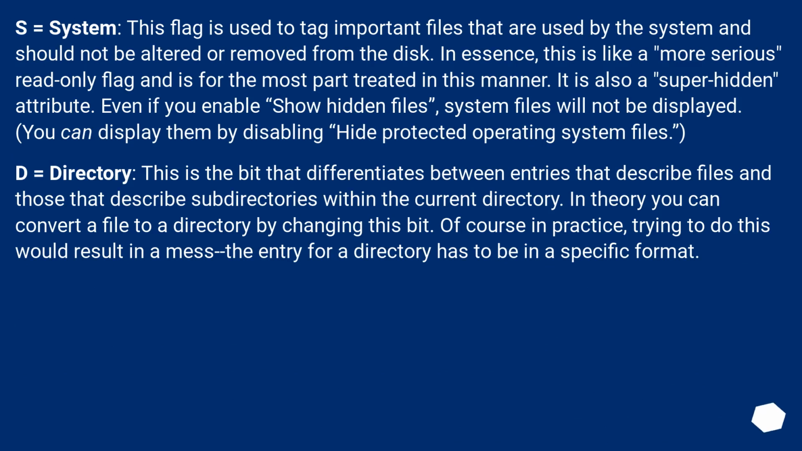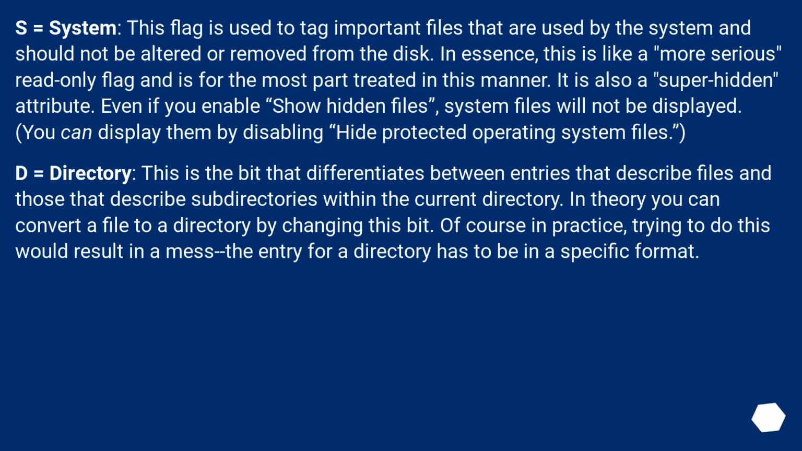S equals system. This flag is used to tag important files that are used by the system and should not be altered or removed from the disk. In essence, this is like a more serious read-only flag and is for the most part treated in this manner. It is also a super hidden attribute. Even if you enable show hidden files, system files will not be displayed. You can display them by disabling hide protected operating system files.